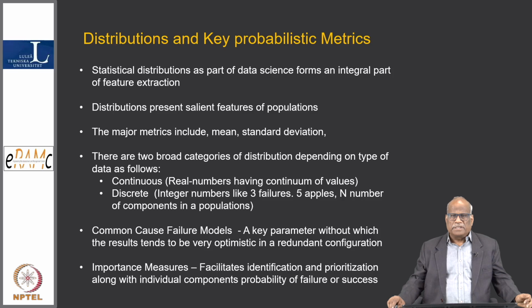There are two broad categories of distributions: continuous and discrete distributions. Continuous distributions are real numbers having a continuum of values. Discrete distributions have integer values, like 3 failures, 2 failures, 5 persons. These are discrete values. So these two kinds of values have to be represented: continuous distribution and discrete distribution, the two major categories.